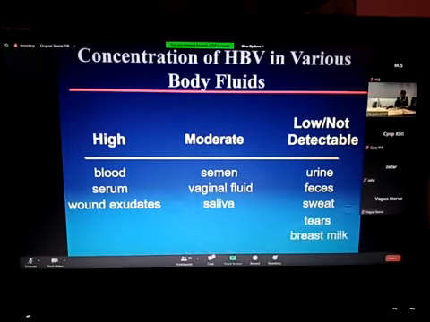Having talked about the body fluids, what are the risks within the fluid itself? Which fluid has the highest and which has the lowest? As you can already predict, blood, serum, and wound exudate pose the highest risk, whereas sexual secretions like semen, vaginal fluids, and salivary secretions have a moderate risk. So there is virus secretion, but a moderate risk here. Very low risk in case of feces, urine, sweat, and breast milk. So these are not very active sources of transmission. However, the first group is a more active source of transmission.